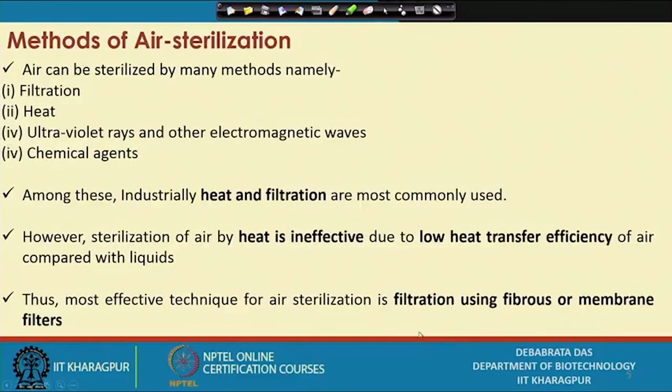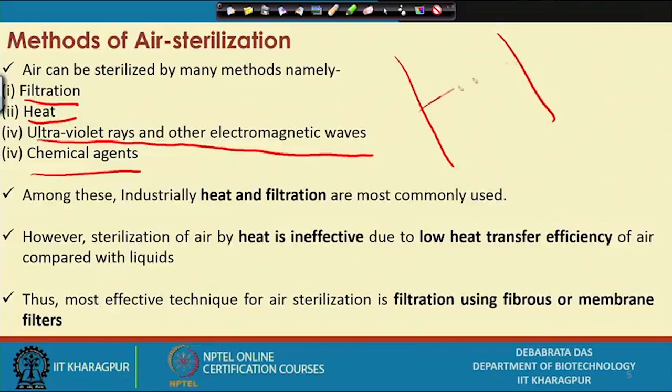Now the question comes: what are the methods by which air can be sterilized? Air can be sterilized by different means: filtration, heat, ultraviolet rays or other electromagnetic waves, and chemical agents. Filtration we understand very easily: suppose this is a column and you have a filter, you pass air through it.